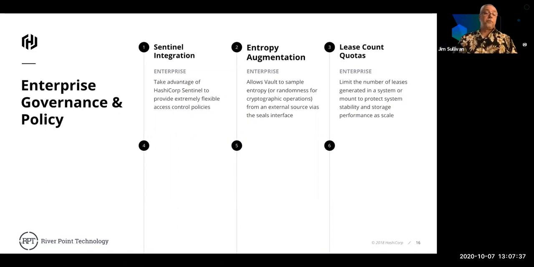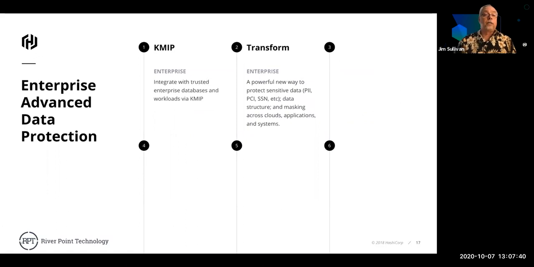So that's the governance and policy module. And then the final module is advanced data protection. This is where we have support for the Key Management Interoperability Protocol and for Transform, which enables you to do format preserving encryption. Both of these products are used a lot by our customers, and many times this is a reason why people migrate.